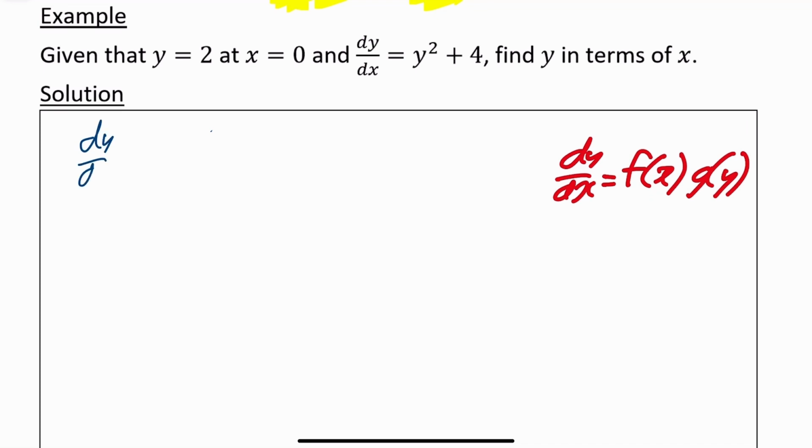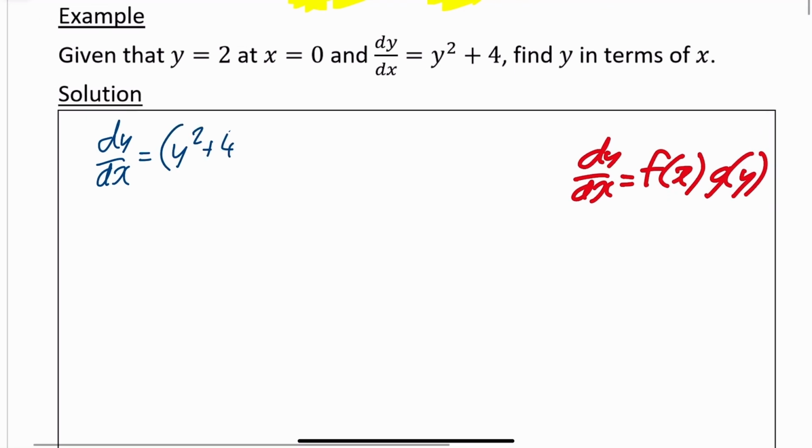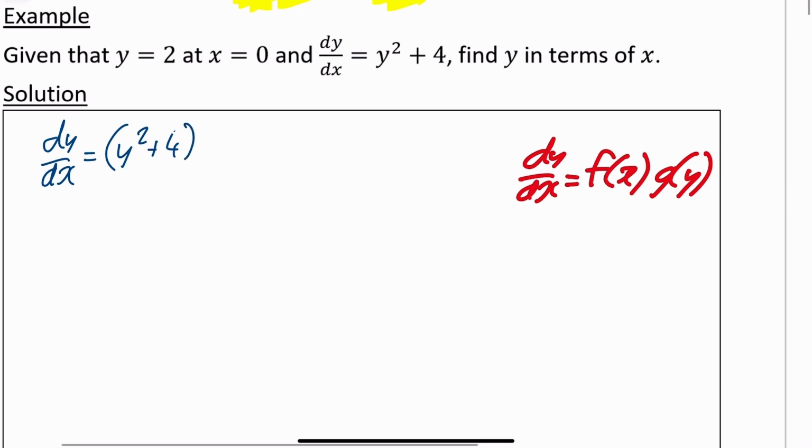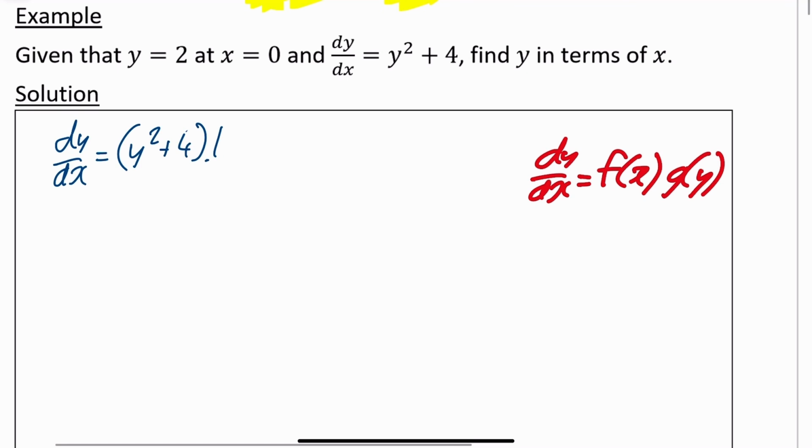So what we have to do is manipulate it a little bit. So we're going to rewrite our dy by dx as y squared plus 4 upon 1. Okay? So then you can see it is in that form. You've got a function of y times 1, and 1 could be a function of x, it could be a function of anything you want it to be, but we're calling it a function of x. So that's what we've got. So what we're going to do, I'm going to bring 1 over y squared plus 4 across to the other side, times your dy by dx is equal to just 1.